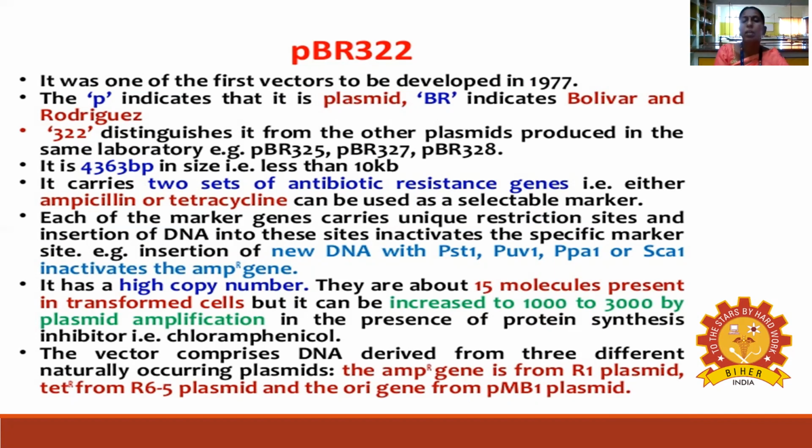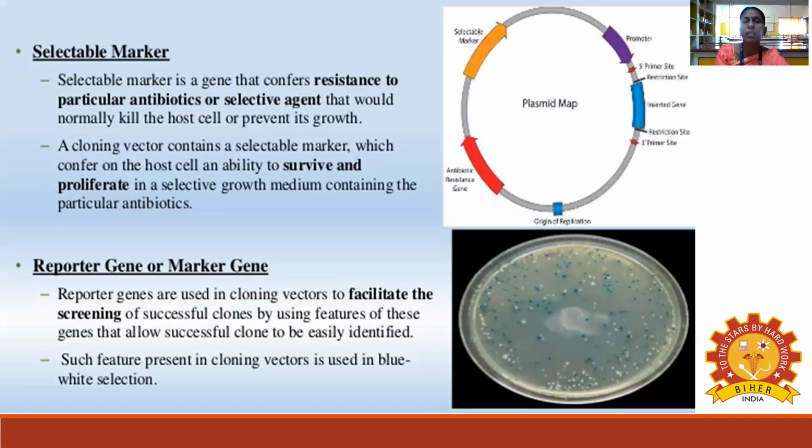And the vector comprises DNA derived from different naturally occurring plasmids. So the ampicillin resistance gene is derived from the R1 plasmid, and tetracycline resistance is derived from the R6-5 plasmid, because everything is constructed artificially. How was it constructed? The ampicillin resistance gene is taken from the R1 plasmid, tetracycline from the R6-5 plasmid. Each segment is taken from a different source, and then they are combined together. Okay, and then the ORI gene is taken from the pMB1 plasmid. Okay, so the next thing is selection.